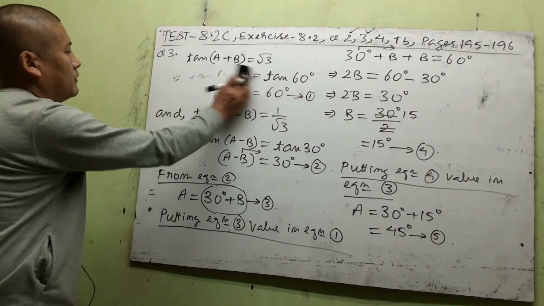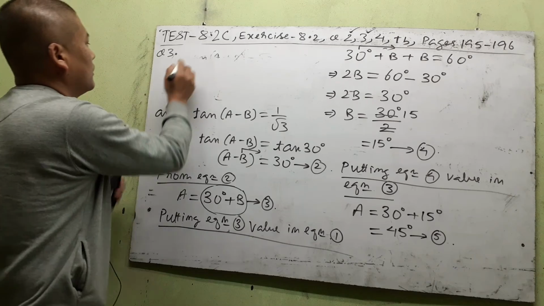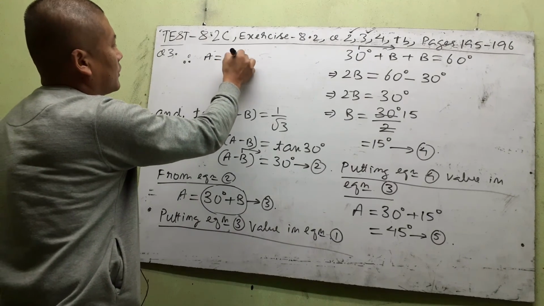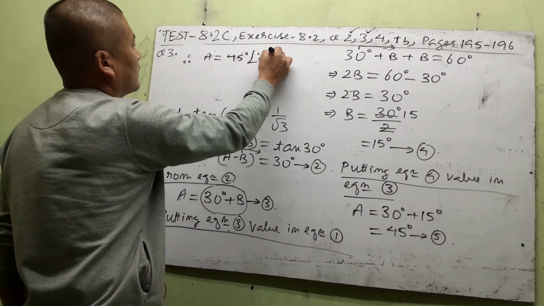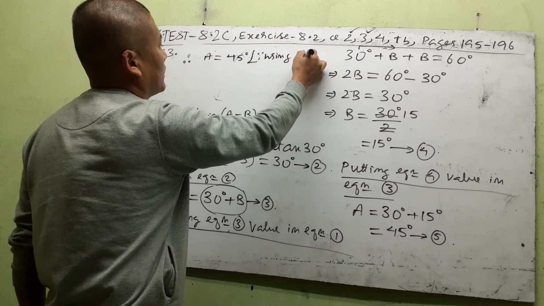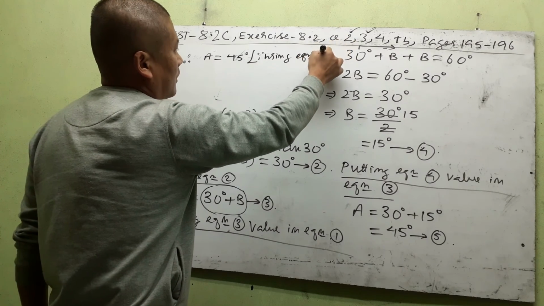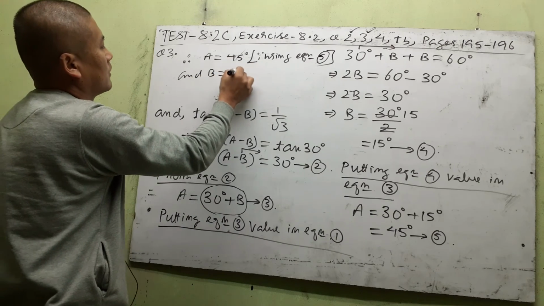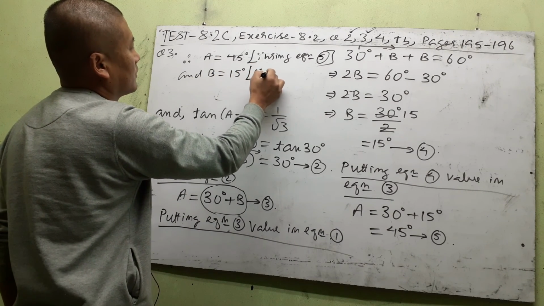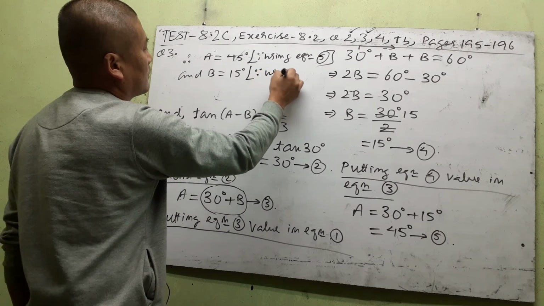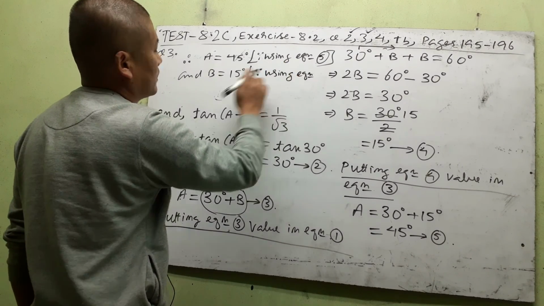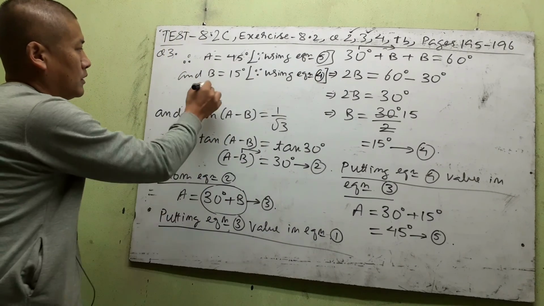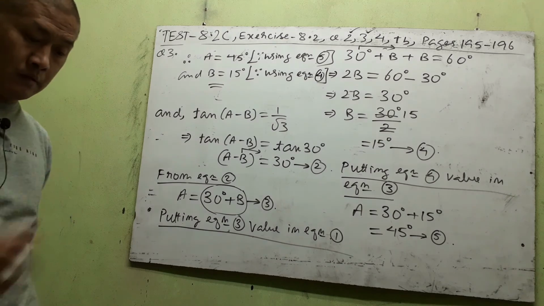So we can just write the final answer. Therefore, a value is 45 degrees, using equation 5, and b value is 15 degrees, using equation 4. So these are your answers.